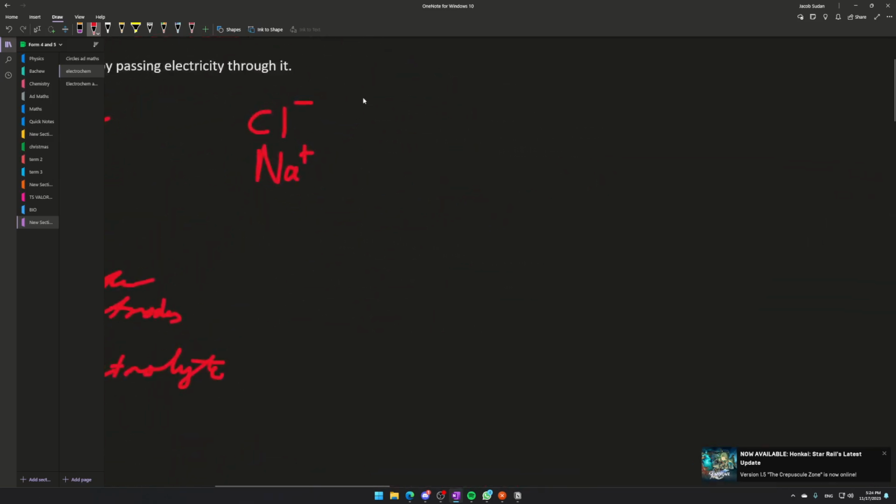Let's represent this using their valence shells. So Cl has one more electron than it should have, and Na plus has one less electron than it should have. Okay? So one has one more and one has one less than it's supposed to. If we get rid of this one more, then we'll just get Cl, which is what we want.